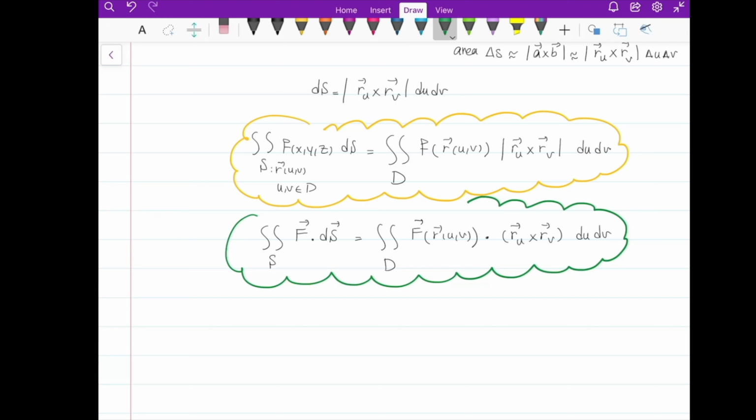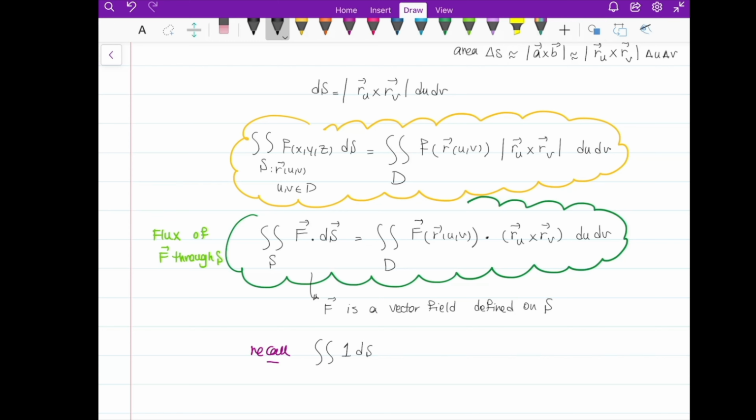Okay, this is the double integral of a vector field over the surface S. We're going to talk about this later, but this is basically the flux of the vector field F through S. And the flux is basically the flow of the energy. And if I want to be more specific, the vector field F is a vector field defined on S.